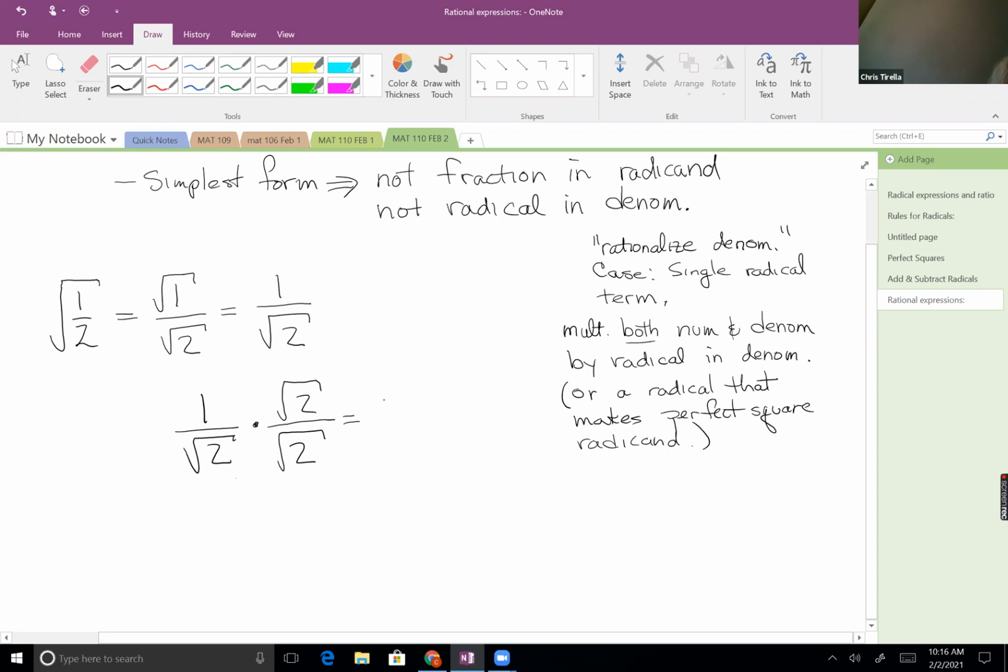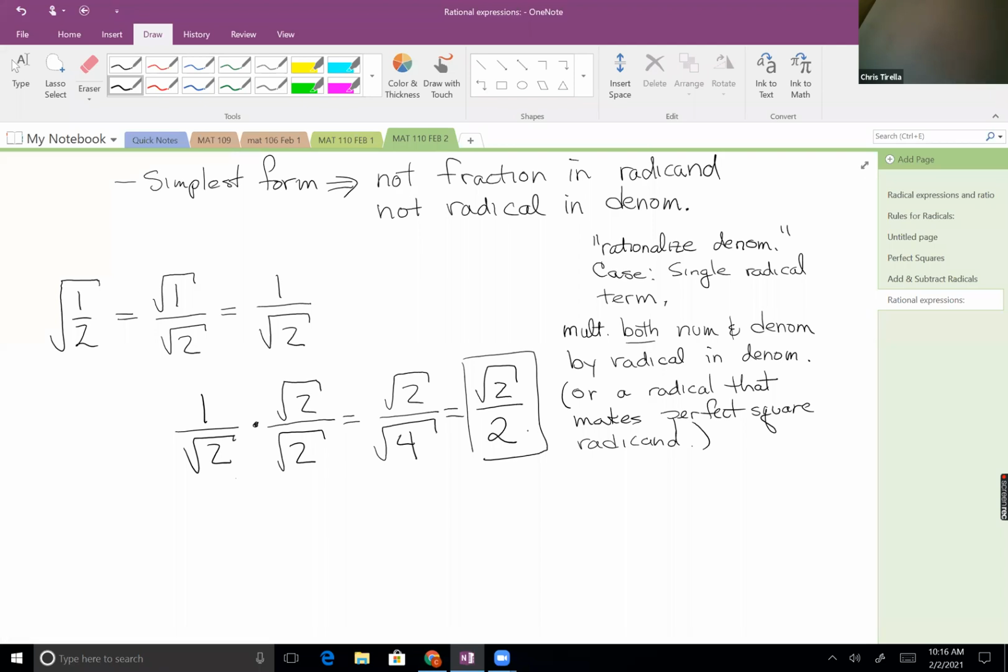So here 1 times radical 2 is radical 2. Radical 2 times radical 2 is radical 4. And now I can simplify that into radical 2 over 2. And this is considered simplified because the denominator no longer has a radical.